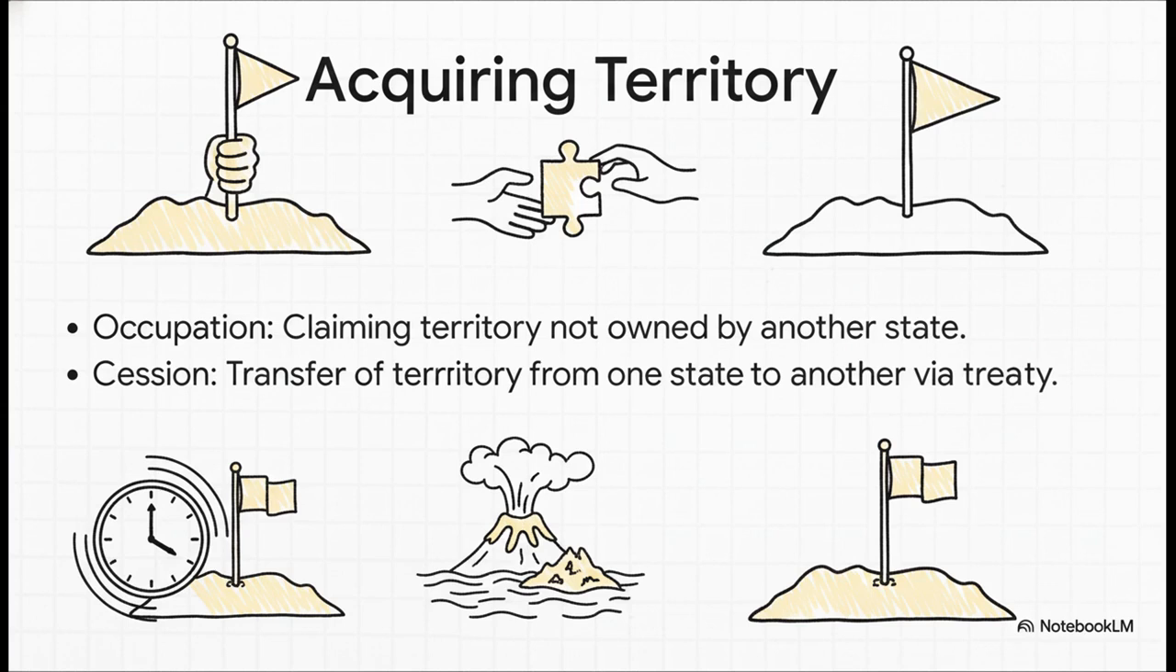A country can acquire land through occupation, but only if that land doesn't already belong to someone else. There's cession, which is like a formal property sale, usually done with a treaty. You've got accretion, which is when Mother Nature helps out, like when a volcano makes a whole new island. And finally, there's prescription, which is basically a finders keepers rule for nations. If a state has peacefully controlled some land for a really, really long time and no one's kicked up a fuss, it can become theirs.